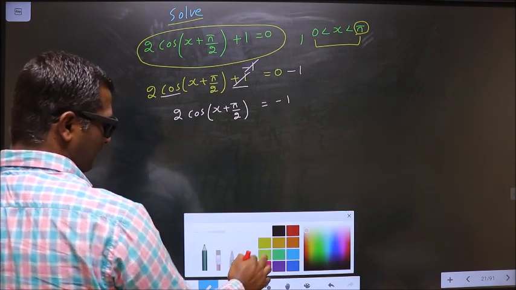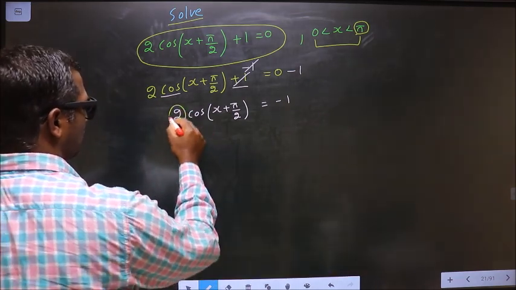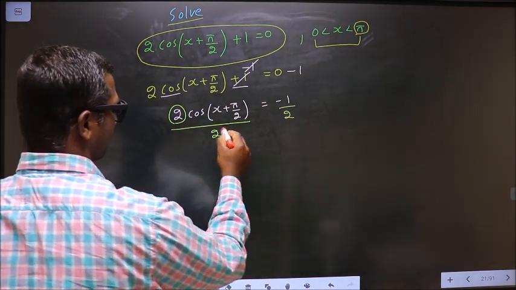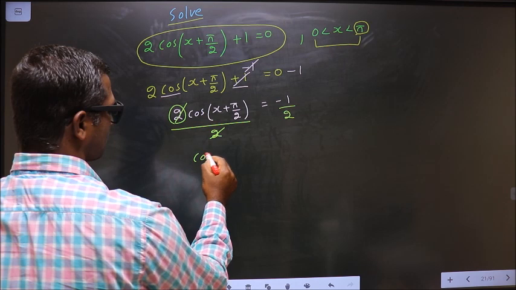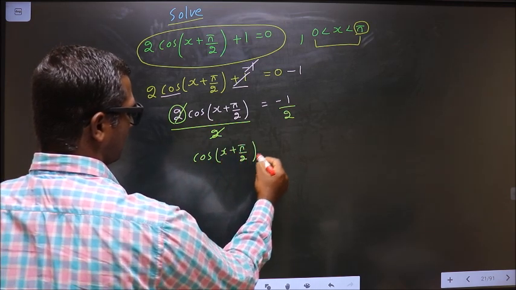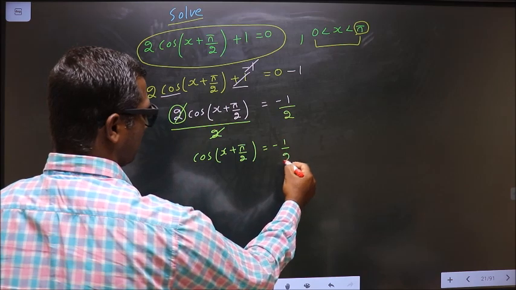Now you should remove 2. To remove 2, you divide by 2. We get cos(x + pi/2) = -1/2.